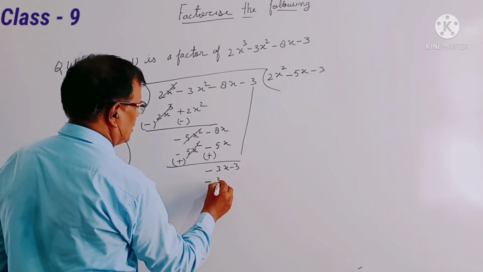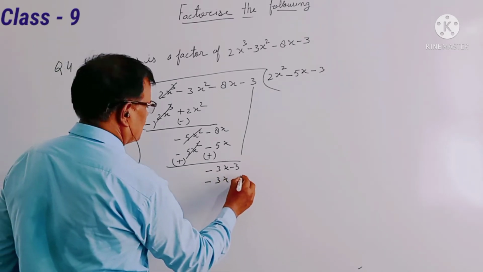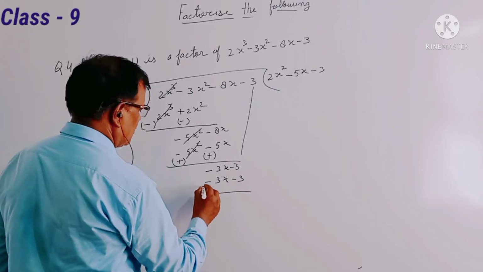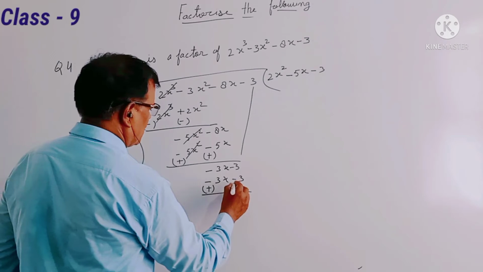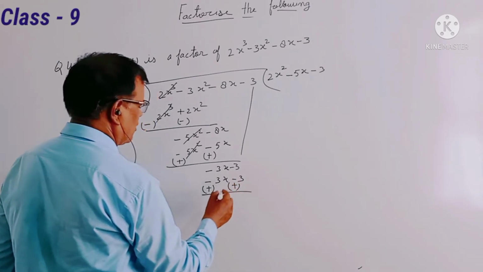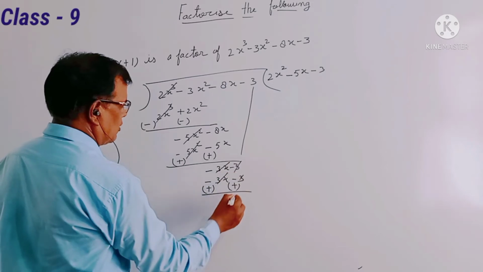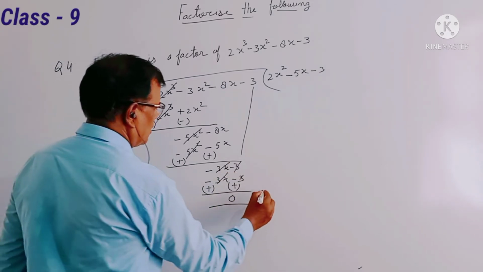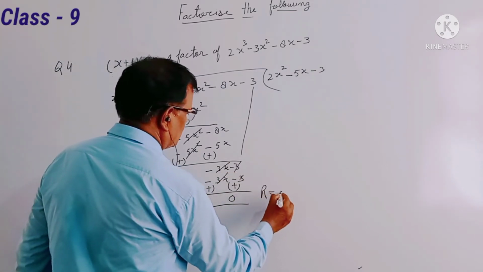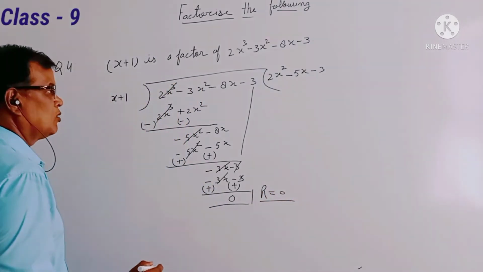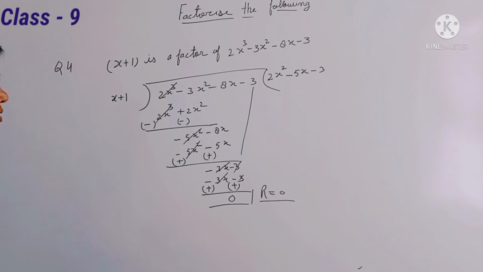So minus 3x and minus 3. Now we change the sign because we are going to subtract. So it will be equal and opposite, so this will be cancelled. Now the remainder is 0. It means it is satisfying the given expression of p(x).